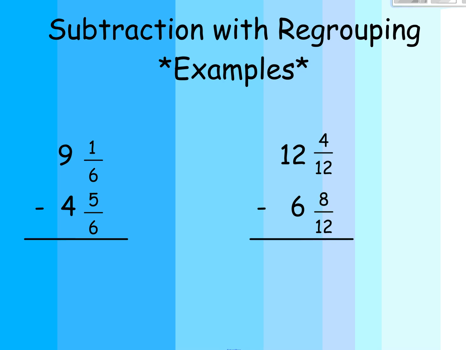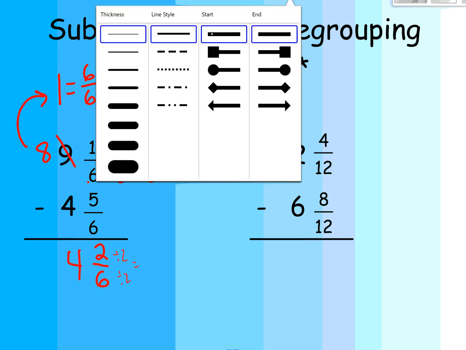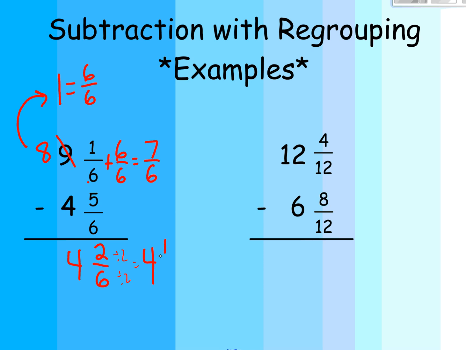Let's look at an example without the models. So 9 1/6 minus 4 5/6. Well, I can't do 1/6 minus 5/6. So I'm going to regroup. This becomes 8. Regroup that 1 as 6/6 because that's what my whole is. I'm going to add that to the 1/6 that I had. So now I have 7/6. 7/6 minus 5/6 is 2/6. 8 minus 4 is 4. I can simplify by 2. And get 4 1/3.